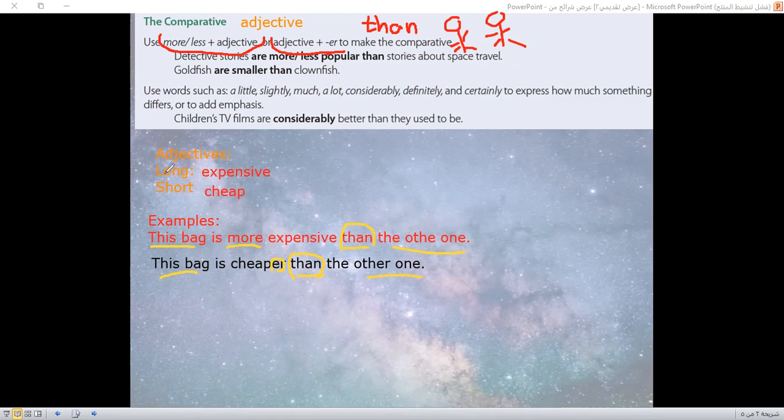The difference is short and long adjective. Long adjective comes with this form, more or less. Short adjective comes with this form, which is er. Clear? All of you, the rest?